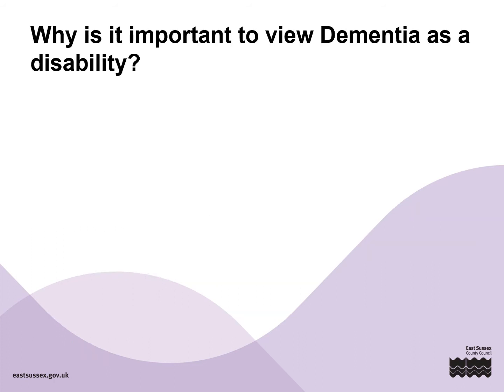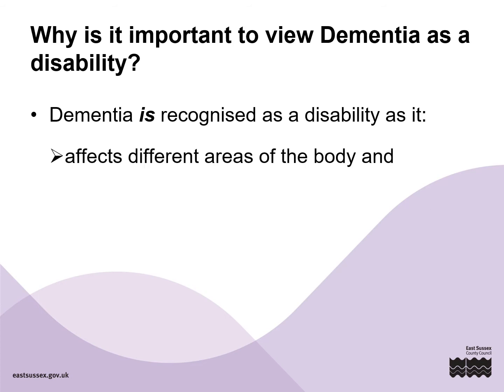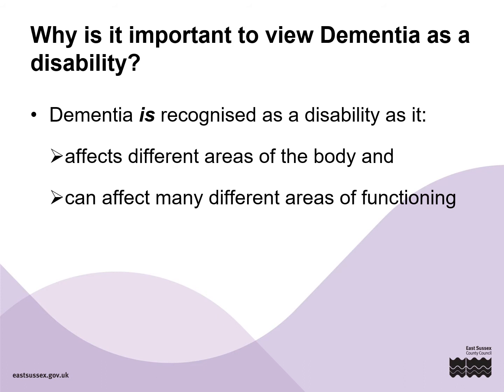And the answer is yes. So under the Equality Act, a person who is living with dementia is recognised as having a disability. It's important to see dementia as a form of disability because of the way it affects different areas of the body and affects many areas of functioning, as we've seen earlier in the presentation.